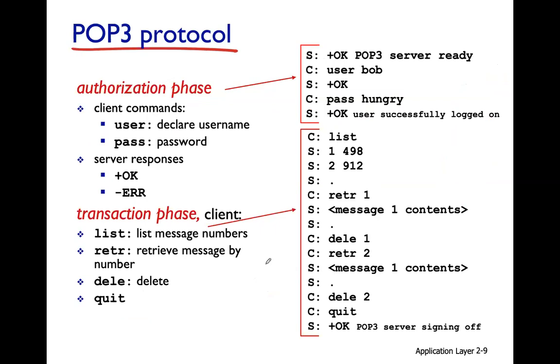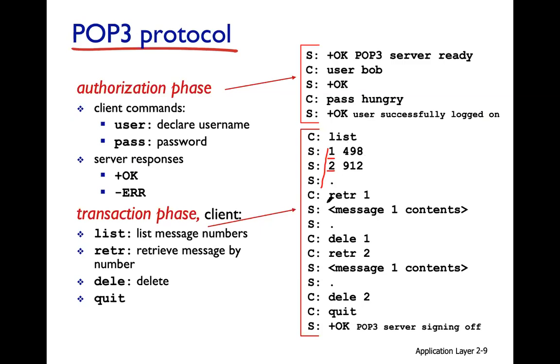One is called authorization. Authorization is usually giving the username and the password. So you connect to the server, you provide the username and the password, and the server says, okay, I check this, it's okay. Then you can pop, actually you pull the information from the server. So this is the list of how many emails are still there. So for the transaction, it will be, okay, this is number one, how many bytes, number two, how many bytes.